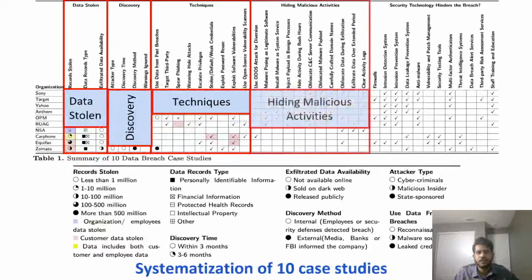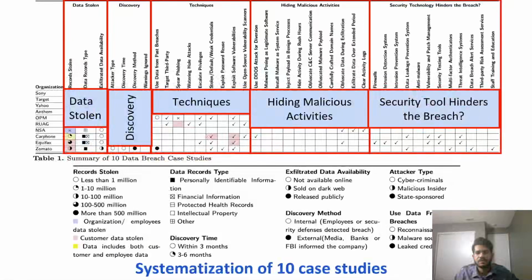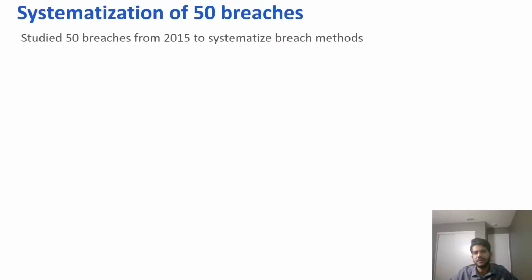We also describe various techniques used by the attackers to hide their malicious activities, including using DDoS attacks for diversion or clearing activity logs after the attack. We also provide information about the security tools that we think could have made the attacker's job harder during the data breach. Please take a look at the paper to gain more information about this listing. So while the 10 case studies contain detailed step-by-step workflows, in order to systematize breach methods, it is important to understand if these case studies paint a comprehensive picture of the techniques used by the attackers.